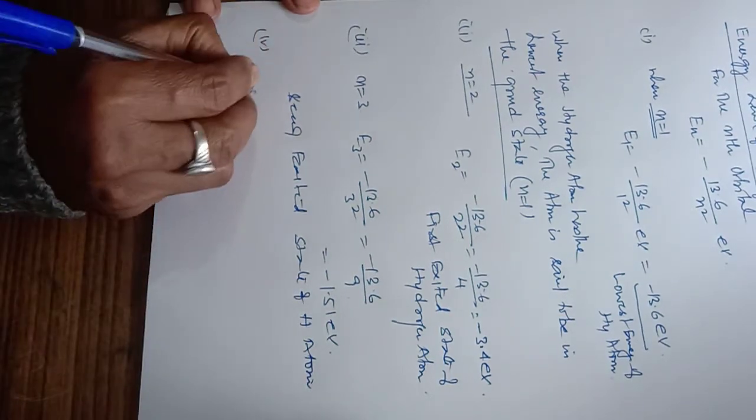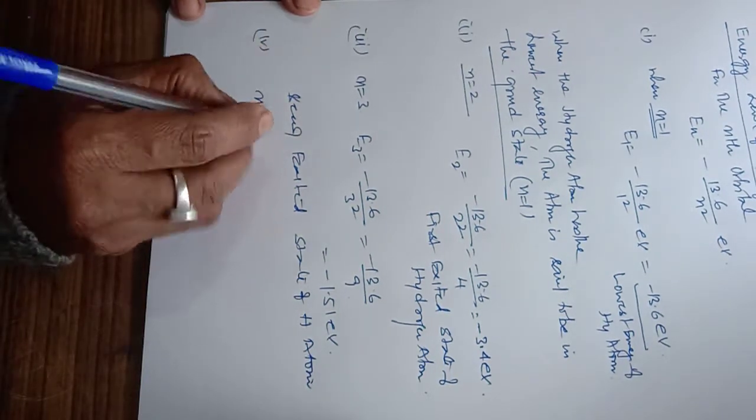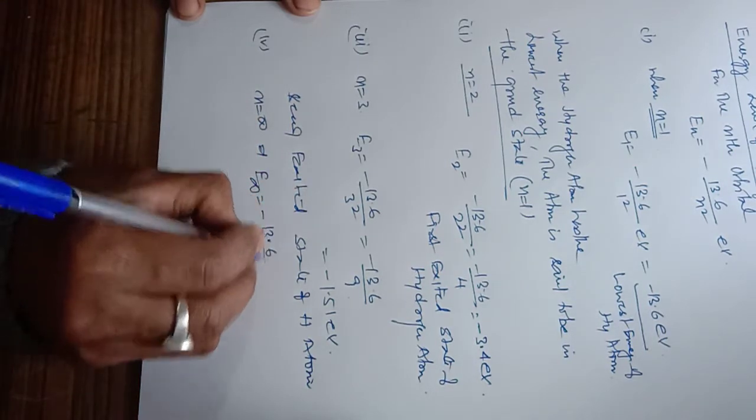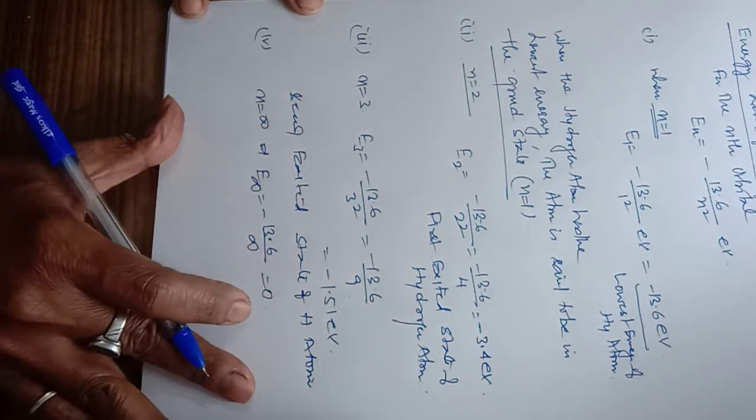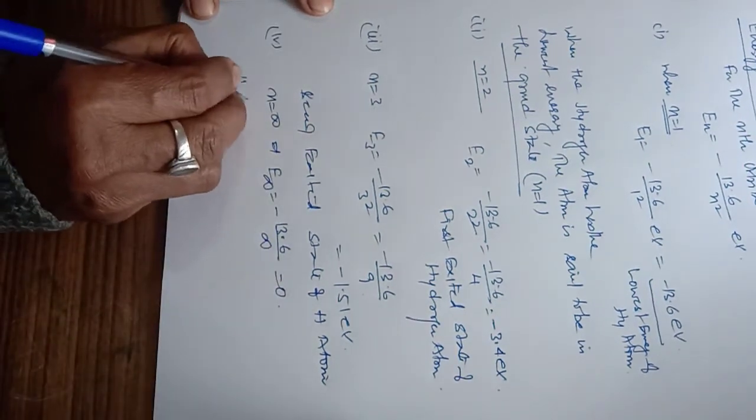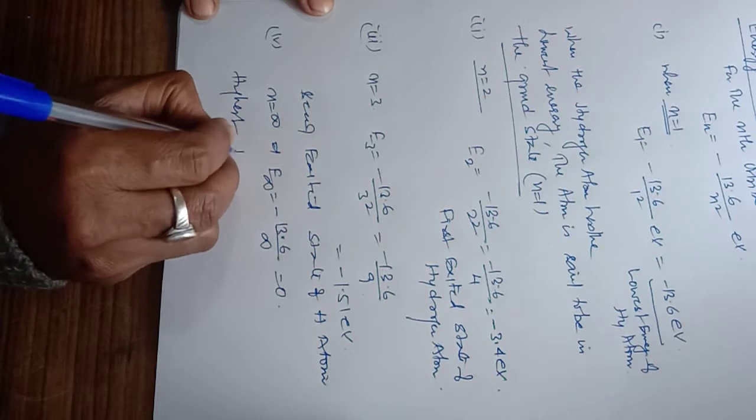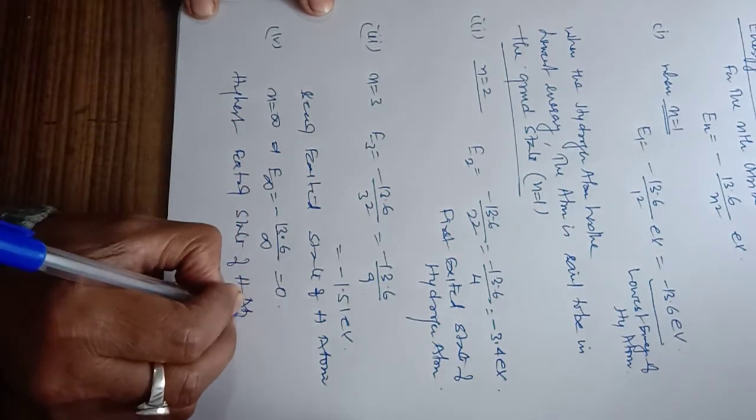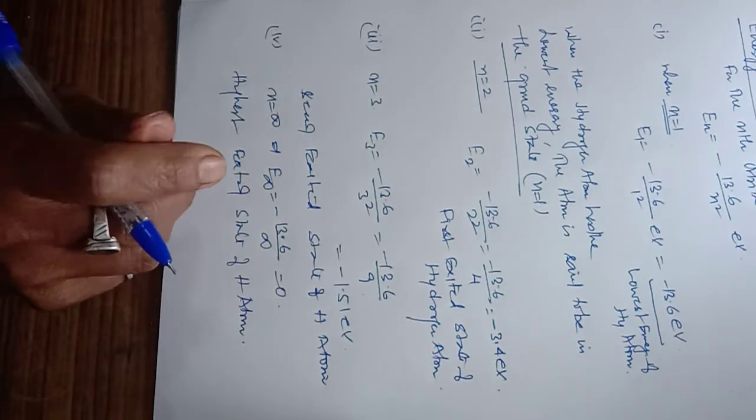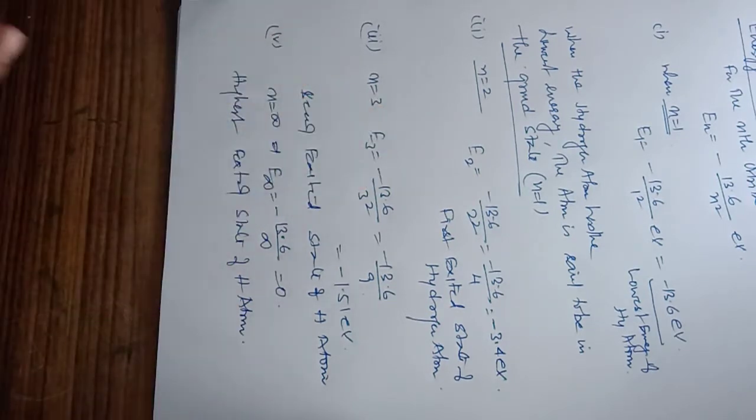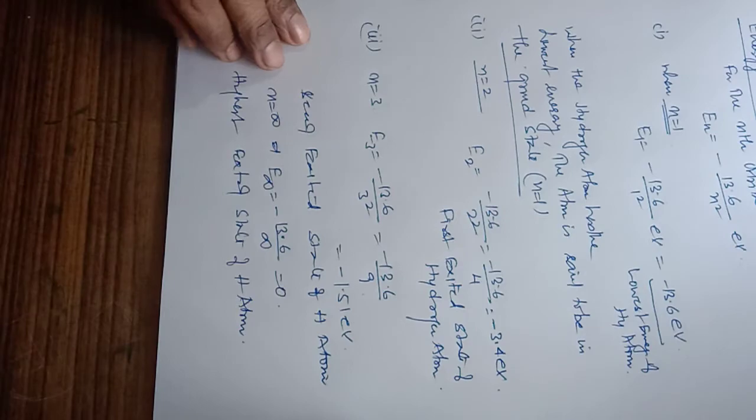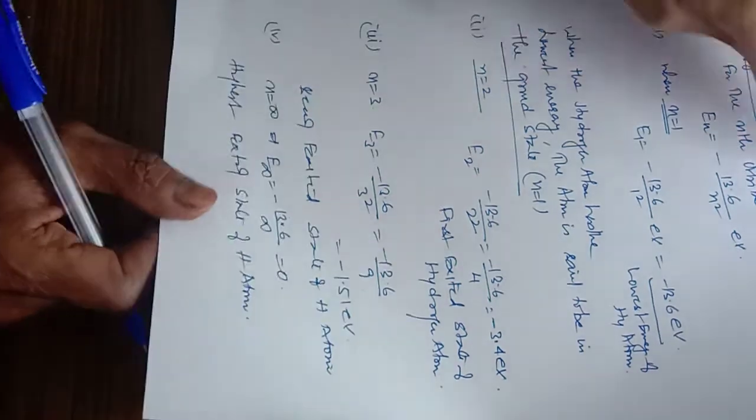Now, when n is equal to infinity, it means E infinity is equal to minus 13.6 upon infinity, it is 0. It means this is the highest excited state of hydrogen atom. So this is a different kind of the energy level. If we are interested to find in a graph, then the graph of that energy level will be as follows.